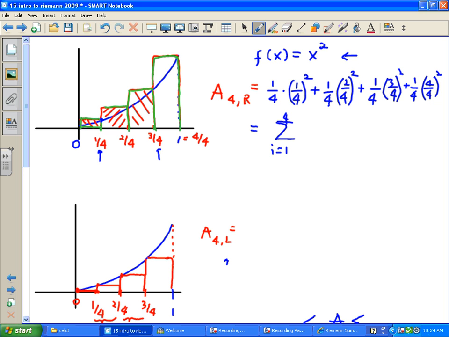For example, on the first one, what was the base? 1/4. And what was the height? This is the x squared function, right? The height was obtained by plugging 1/4 into the x squared function. So that's how we got the height of the first rectangle. And if you multiply base times height, you're getting the area of that first one. Do the same thing now for the second one. 1/4 is the base, exactly. And the height was obtained by plugging 2/4 into the function, right? So there we got that one. We have a sum of 4 things because we're adding 4 areas.